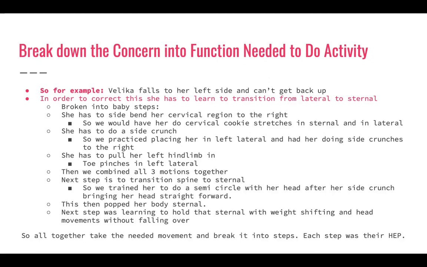Eventually, it was transitioning the spine into a sternal position. So when she had those 3 previous motions down, we practiced combining it all and then also bringing her head to the side and then doing a semicircle forward. So that way she would pop up sternally. And then after that, it was learning to hold a sternal, holding a sternal with weight shifting and head movements without falling back over to the left. So altogether, take the needed movement, break it into baby steps, and then each step can become their home exercise program.